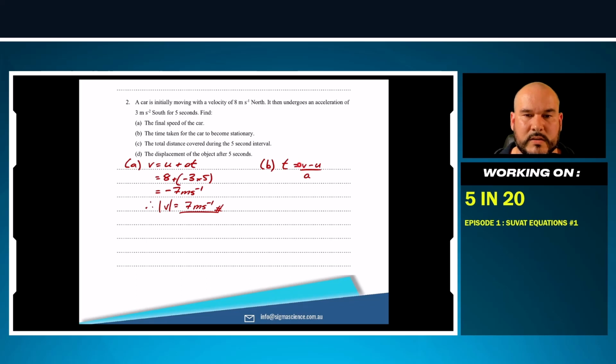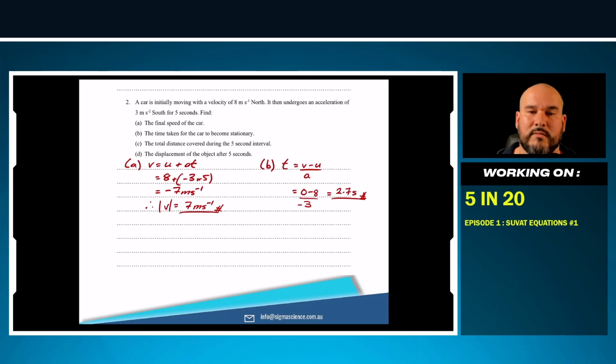That is that v is going to be equal to 0. Our final speed is going to be equal to 0. Our initial speed's given in the question, +8, and our acceleration in the question is -3. So it becomes 0 minus +8 divided by -3, and that gives us 2.7 seconds, or thereabouts. So 2.7 seconds is the time taken for the car to become stationary.